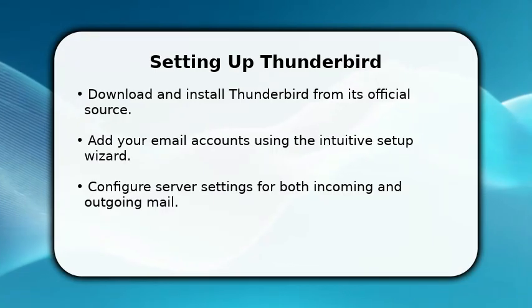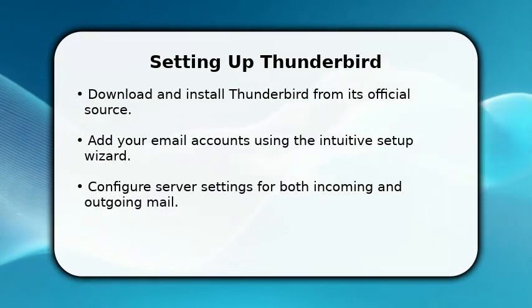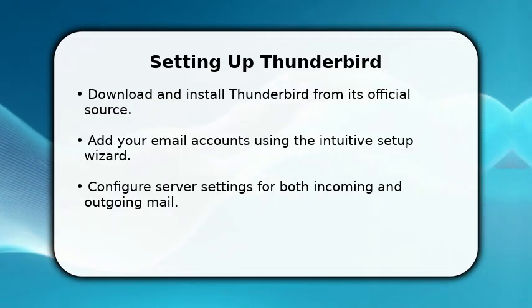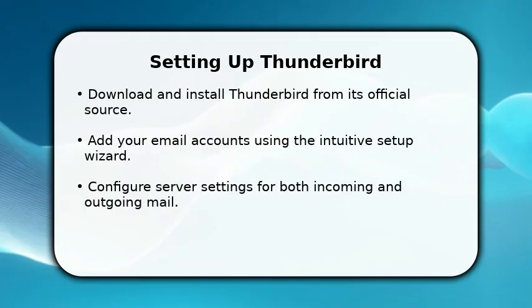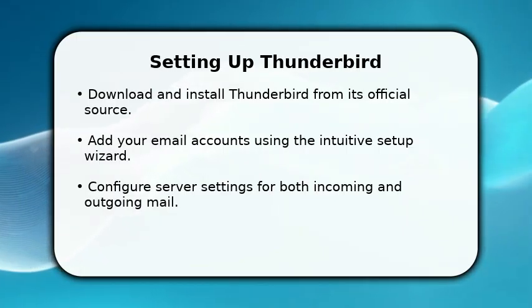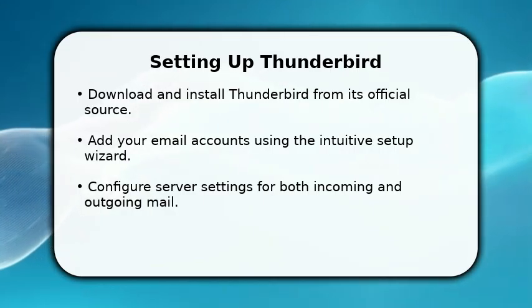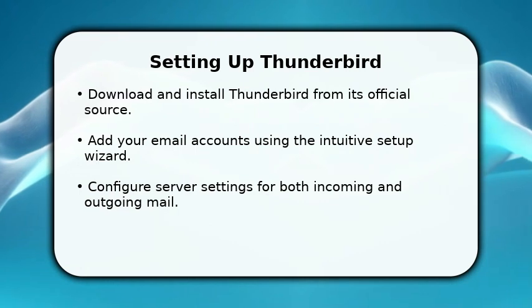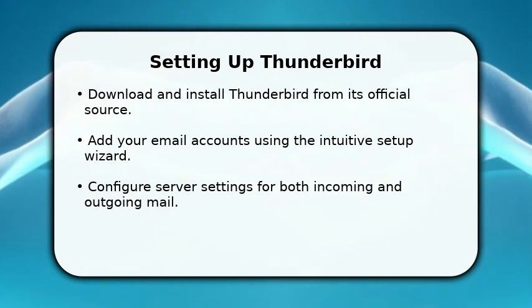Enjoy the video. In this video, I will explain how to use Mozilla Thunderbird. First, download and install the application from its official website. Once installed, open Thunderbird and use the Account Setup wizard to add your email accounts. You will need to input your email address, password, and potentially server details for both incoming and outgoing mail. Finally, customize your display and privacy settings to suit your preferences, ensuring a smooth start to your email management.